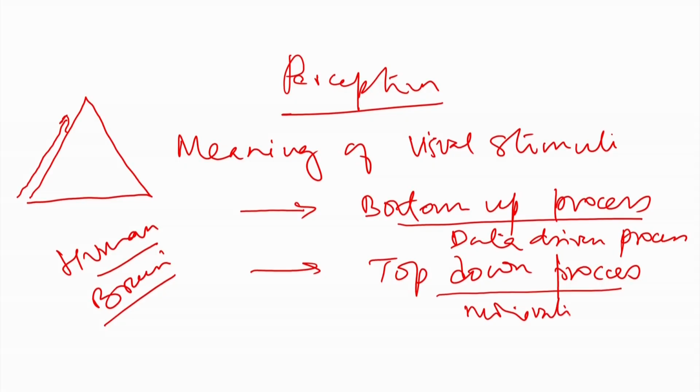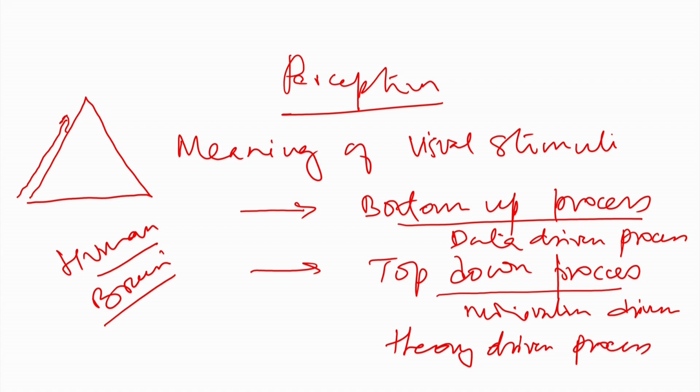motivation driven processes or theory driven processes. What it means is coming from specific to general. Most perception requires the top-down process and the bottom-up process. And so, the next particular thing that we are going to understand in this lecture is the bottom-up process and the top-down process.